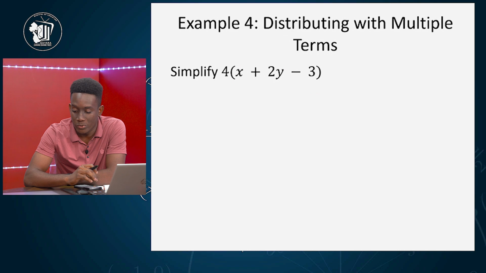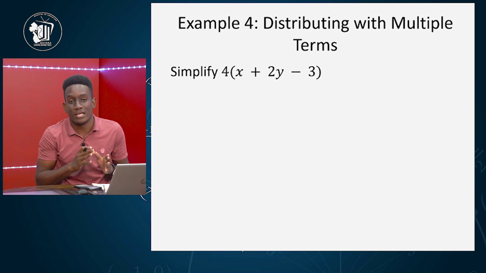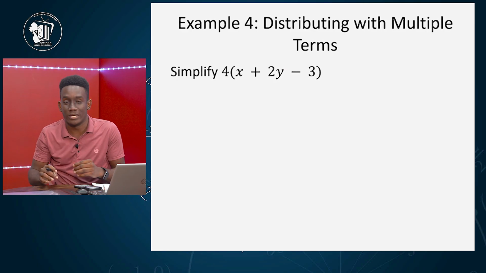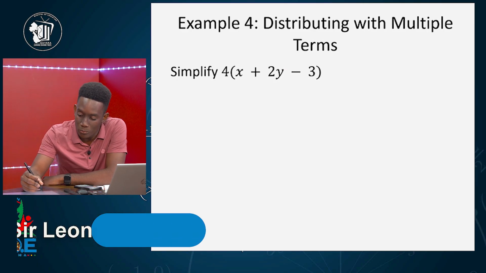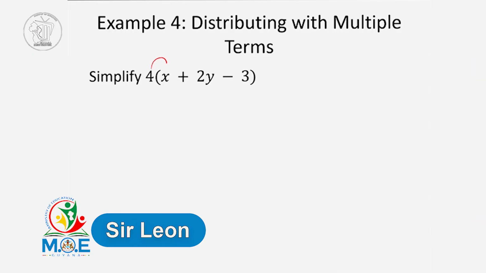And look at this one. We are asked to simplify this. Now we have 3 terms. Remember, the term outside the bracket has to multiply all the terms in the bracket. So we have 4 open bracket, x plus 2y minus 3. So the 4 will distribute throughout.